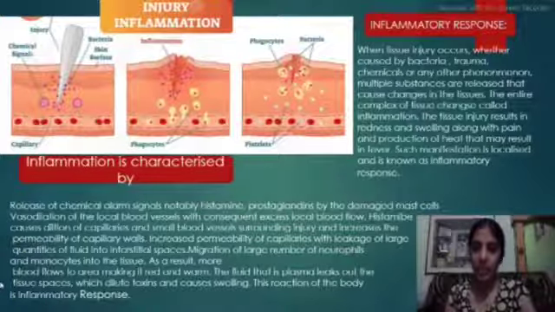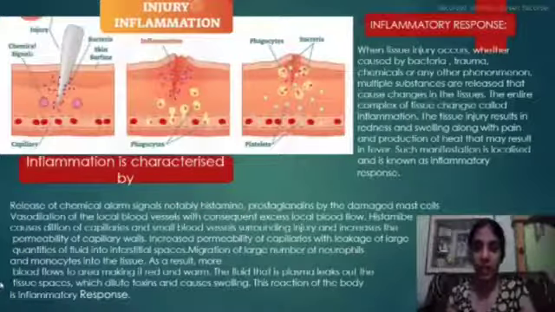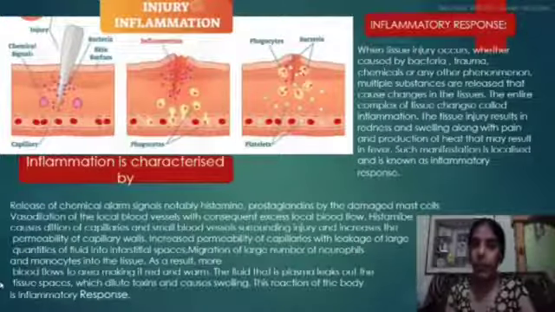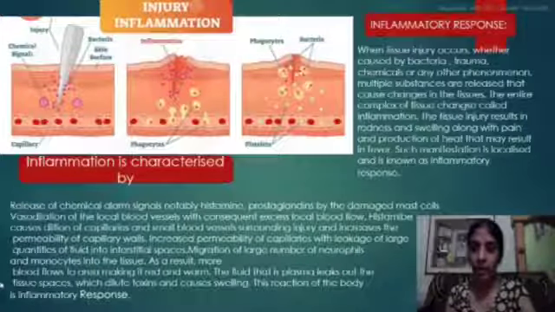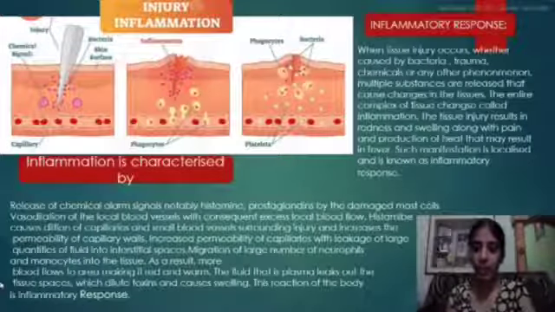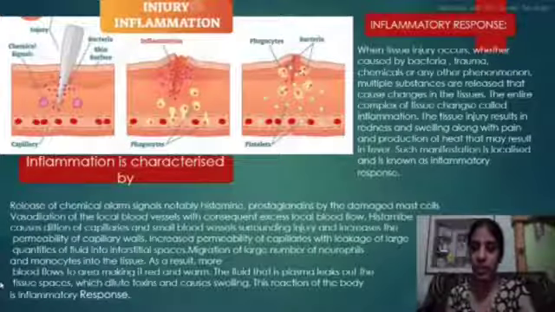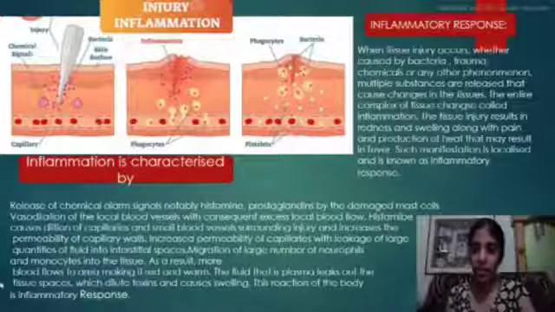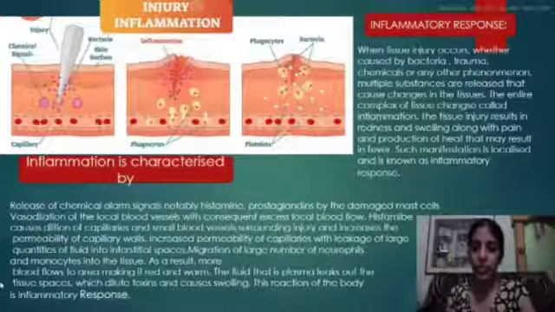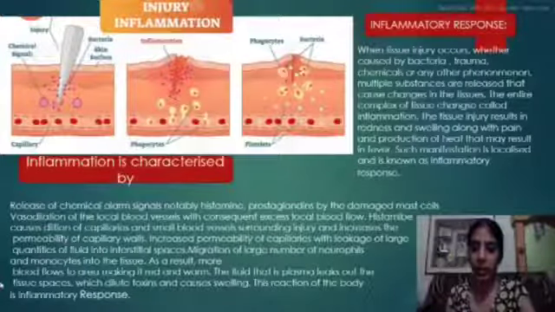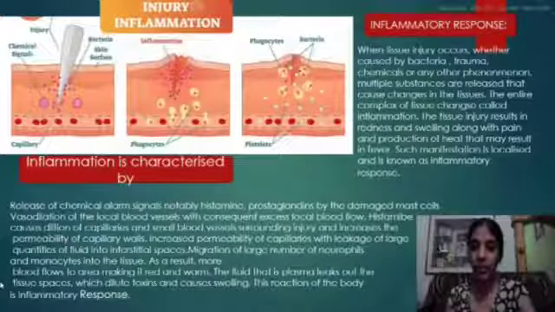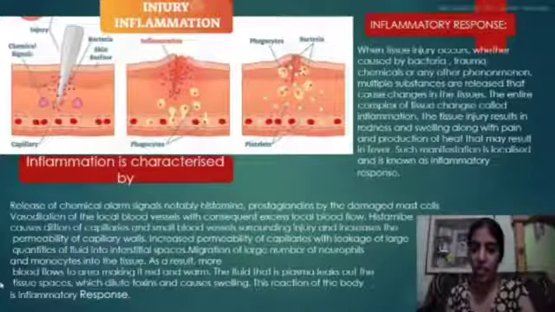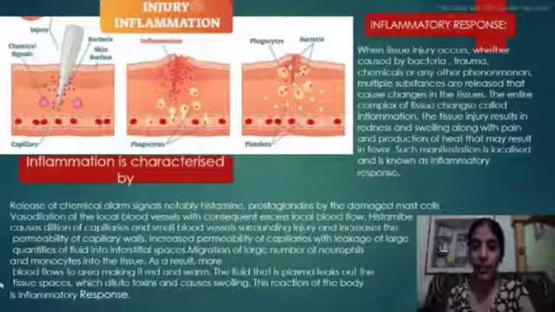What is the inflammatory response? It's actually a component of the second-line defense. When tissue injury occurs, whether caused by bacteria, trauma, chemicals, or any other phenomena, multiple substances are released that cause changes in the tissues. The entire complex of tissue change is called inflammation. The tissue injury results in redness and swelling along with pain and production of heat that may result in fever, and such manifestation is known as the inflammatory response.